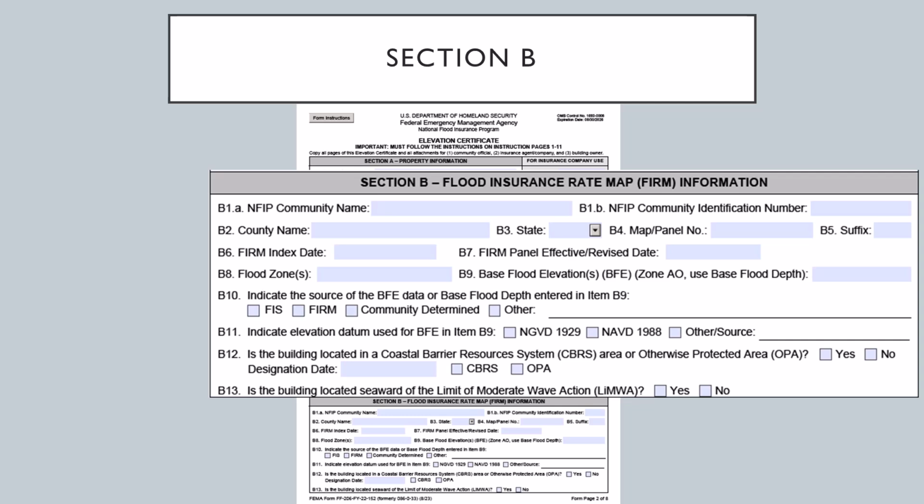Let's go through the fields. Besides a new formatting look, the new 2023 EC only has one real change in Section B. The 2023 EC split the old B1 into two fields now, but they are still capturing the same information.